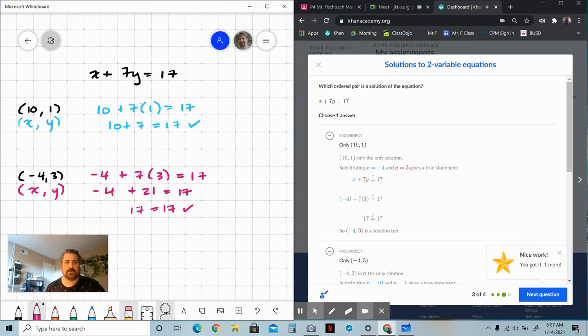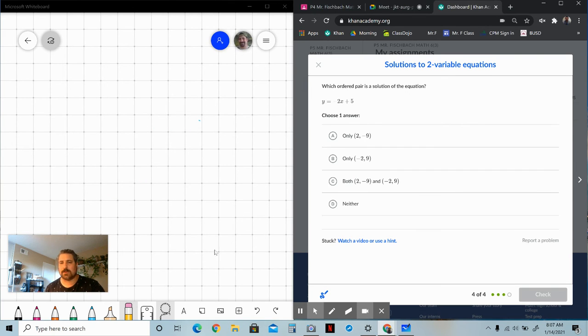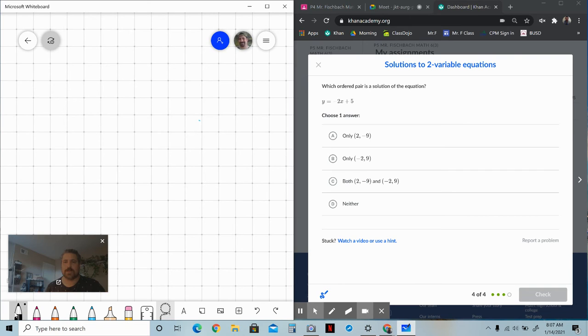Okay, let's reset the board. We'll do our last problem. Alright, and what do we get here? Next one. Alright, this one is y equals negative 2x plus 5. And the two that we're going to test out are 2, negative 9 and negative 2, 9. So we're going to test out 2, negative 9. And we're going to test out negative 2, 9.